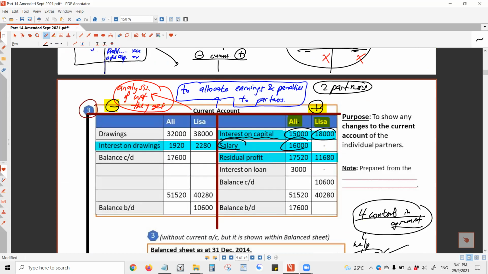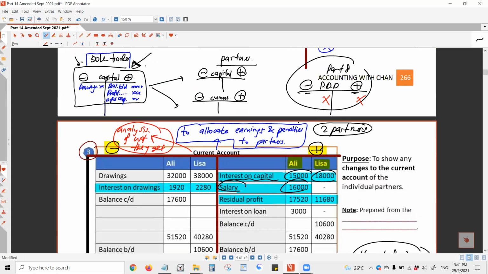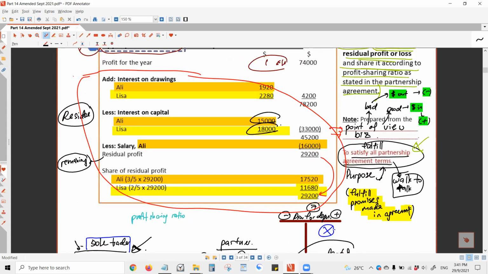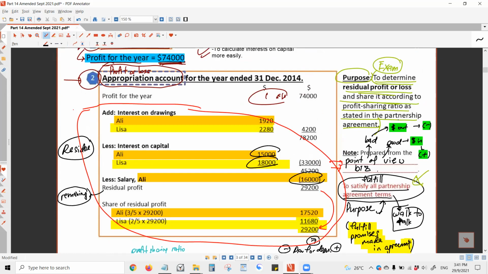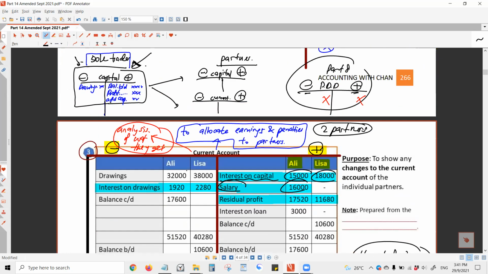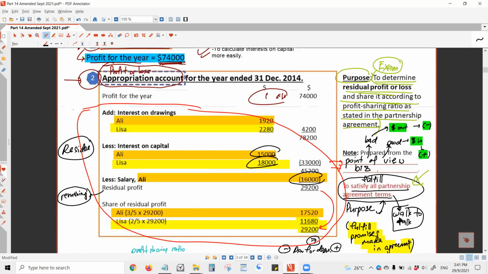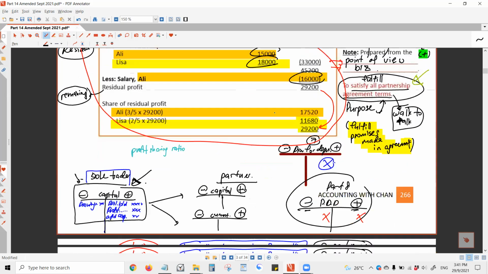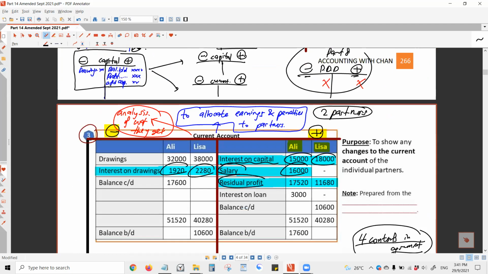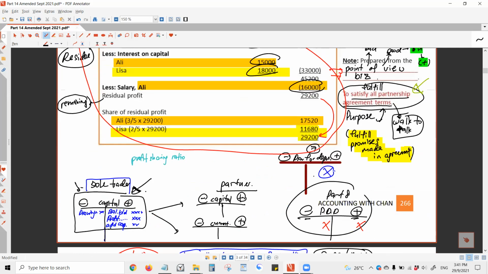Salary to Ali, 16,000. For now, you don't have to understand, try to reason why some on the debit, why some on the credit side first. Later I tell you. For now, let's understand what are the things in here. Salary 16,000. You have it or not here? Yes, 16,000. Interest on drawing 19202280. You have them in here or not? Yes, here. And then residual profit 17520 11680. Do you have them from the appropriation account?